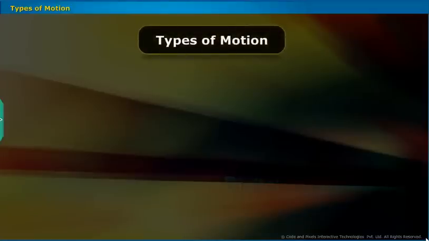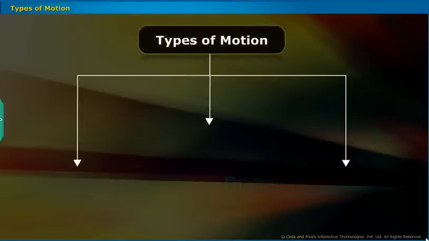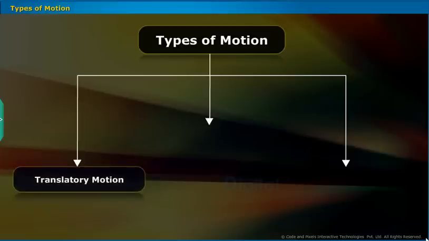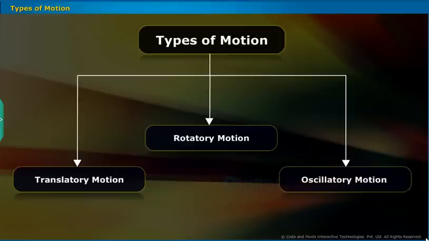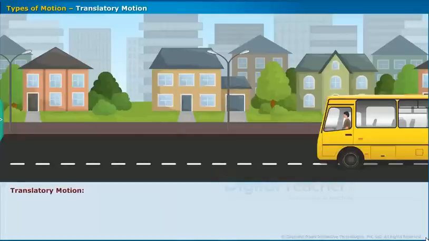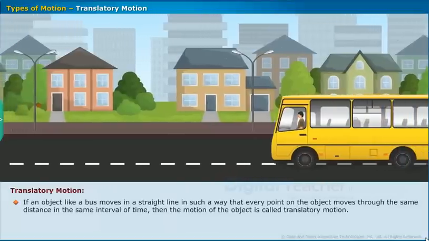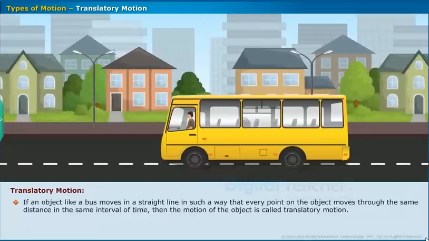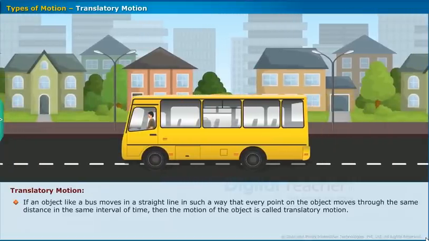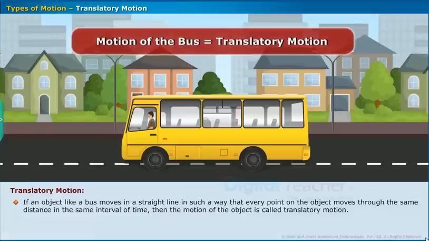The motion of an object can be classified into three types based on the path taken by the object in motion. They are translatory motion, rotatory motion, oscillatory motion. Let us study about the translatory motion. If an object like a bus moves in a straight line in such a way that every point on the object moves through the same distance in the same interval of time, then the motion of the object is called translatory motion.